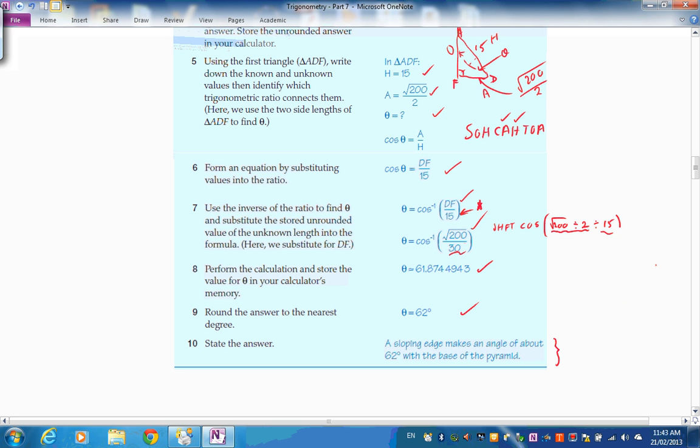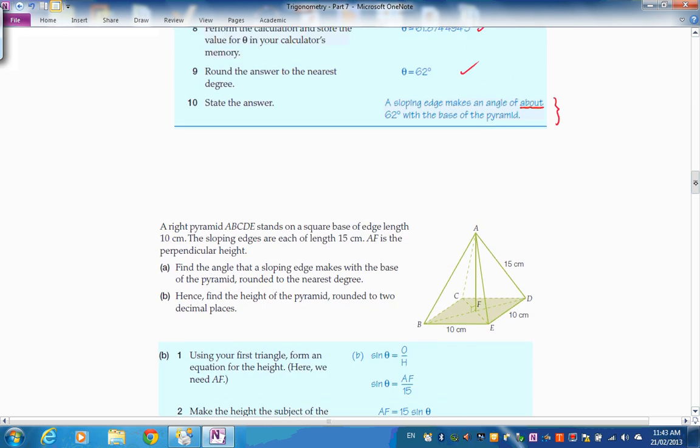The sloping edge makes an angle of about 62. We say about because we have rounded it to the nearest degree. Any rounding we should refer to as an approximate answer, because of course the decimal did keep going. Well, that's interesting. Very helpful if you're going to Egypt.